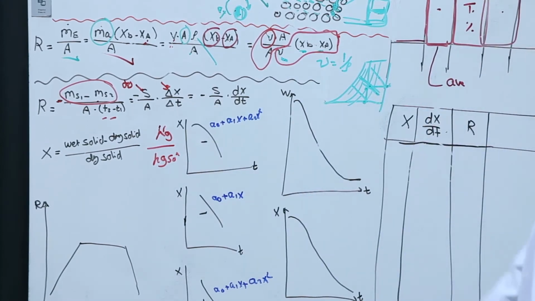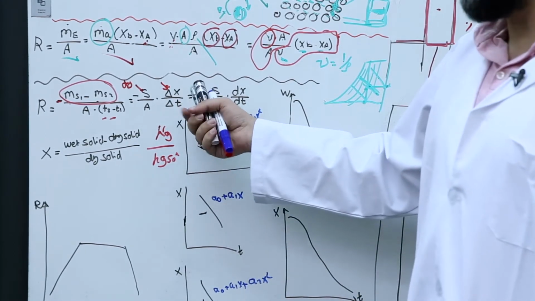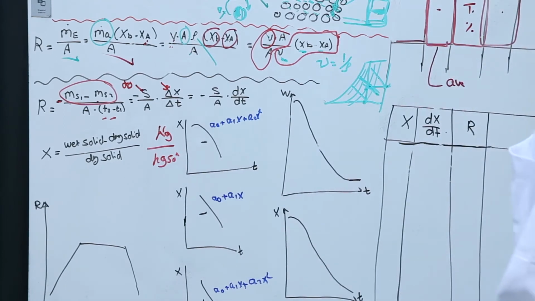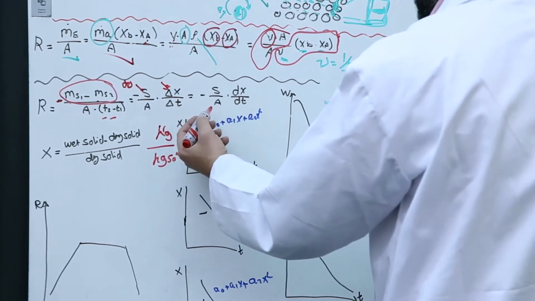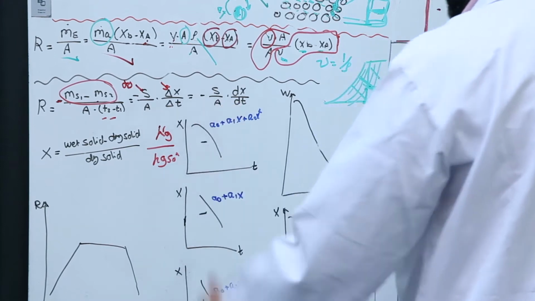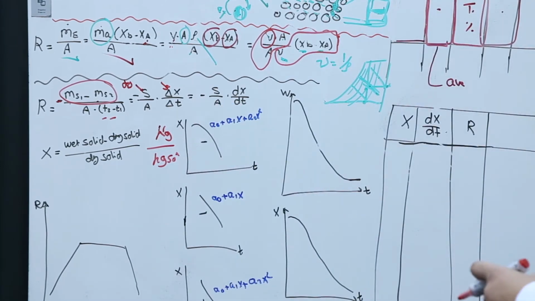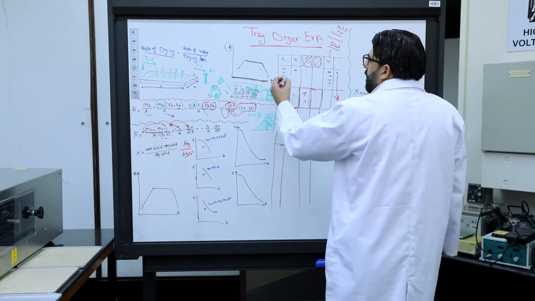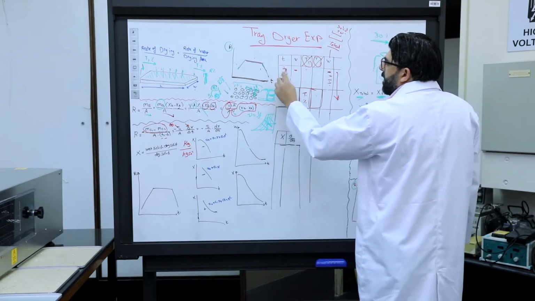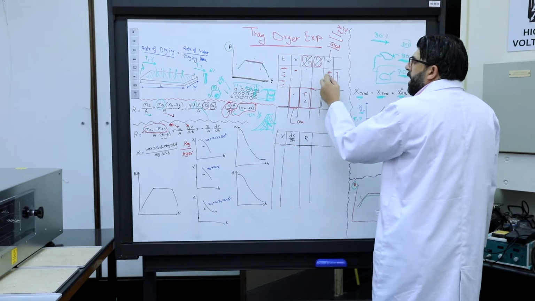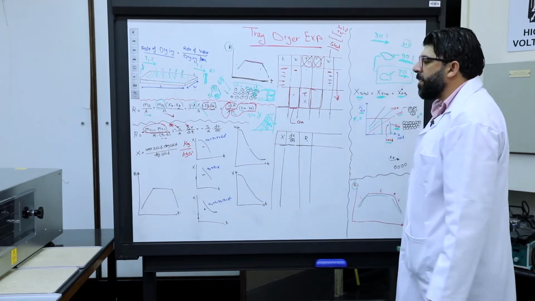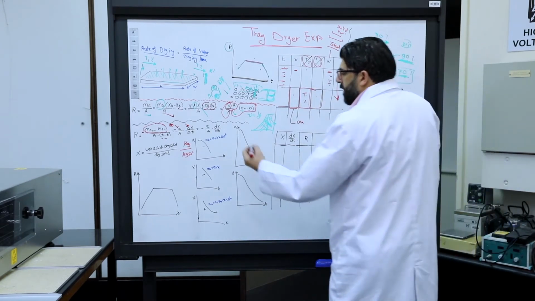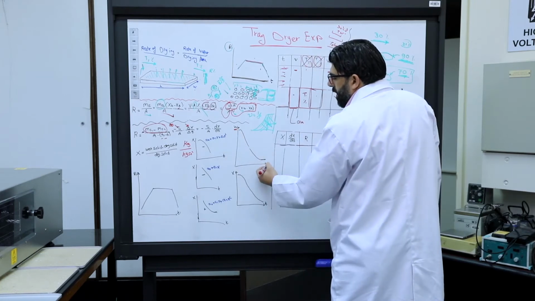And if you want to make it a differential equation, it will equal minus S over A times dX over dt. Now, if you take the raw data from the experiment, time and W, and you plot them, this is the weight and this is the time.